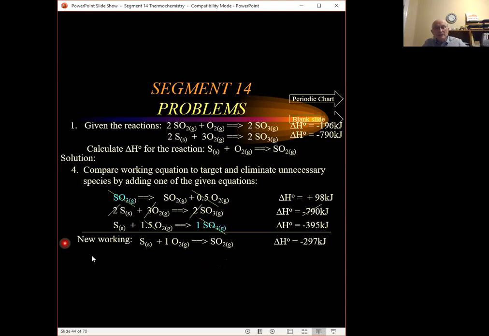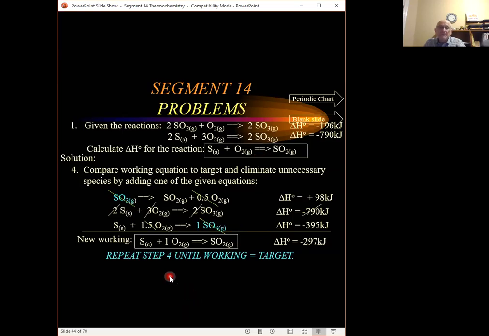But now, every time you get a working equation, you go back to see, is this the same as the target? If it is, you're done. And I added these 2 equations to get this. So I repeat that step always. And if I had more given equations, I could put more of them together. And generally, you only use one of the equations given one time. And you keep doing that until your working equation is equal to the target equation. When you're done, you're done. Okay. So in this case, we're done.